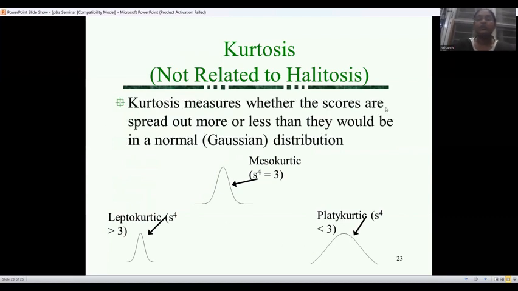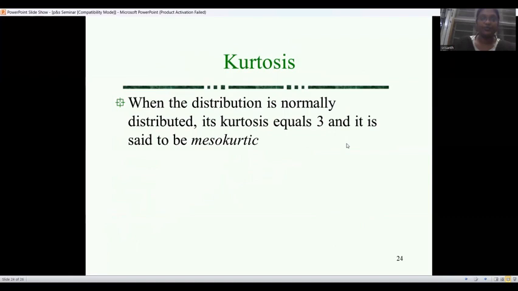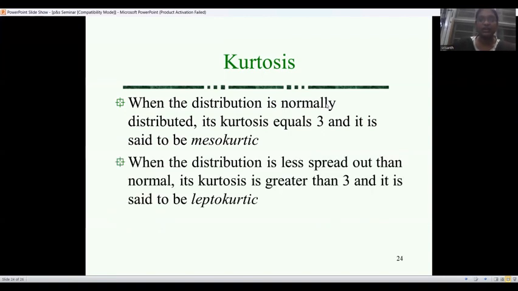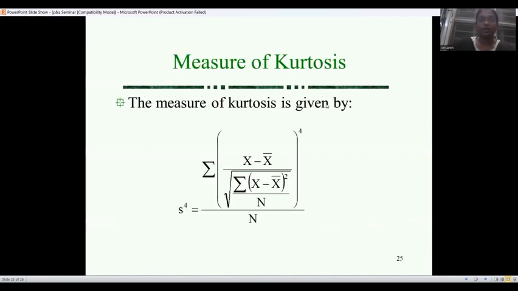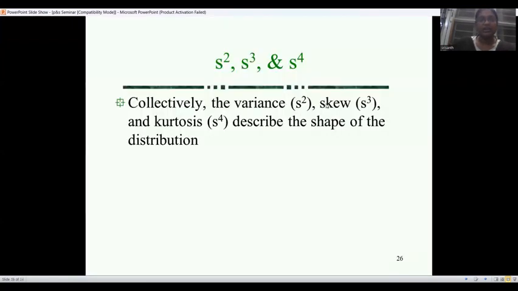Kurtosis measures whether the scores are spread out more or less than they would be in a normal Gaussian distribution. When the distribution is normally distributed, its kurtosis equals 3 and it is said to be mesokurtic. Leptokurtic we have already discussed, and platykurtic. And this is the formula for S to the power 4. This is the measure of kurtosis. Collectively, they describe the shape of the whole distribution.